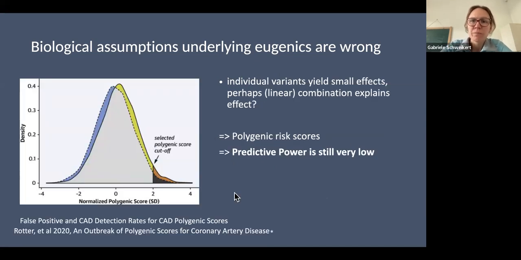So if individual variants yield very small effects, perhaps linear combinations could explain the effects, or maybe more complex combinations could explain the effects. And what has become very fashionable is to compute polygenic risk scores. To some extent, these have been very successful, but they also are sometimes massively oversold. So their predictive power is still very low.